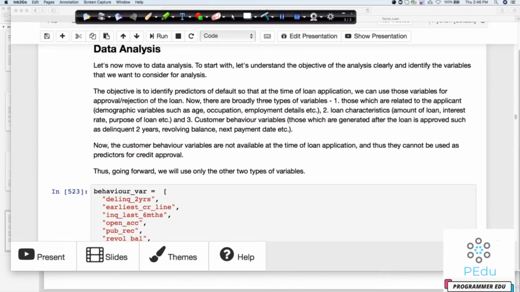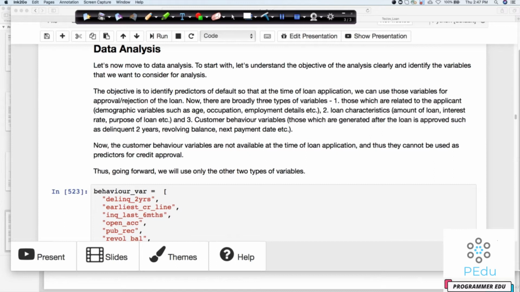Now, keeping that in mind, there are basically three kinds of variables with us. The first one is those which are related to the applicants, for example, age, occupation, employment detail. The second one could be loan characteristic data, for example, amount of loan taken by him, interest rate, purpose of loan, etc. Similarly, there can be customer behavior variables, which are generated after the loan is approved. So these are the third kind of variable which we probably don't need, right?